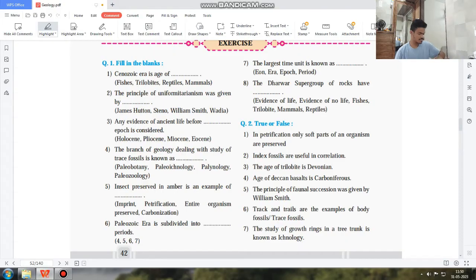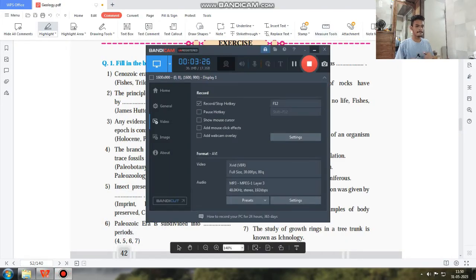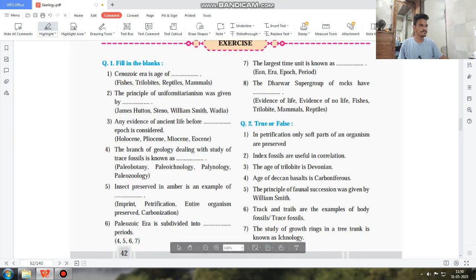Okay, what is the answer? Exercise answer. Cenozoic era is the age of mammals. The principle of uniformitarianism was given by James Hutton. The branch of geology that deals with the study of trace fossils is called paleoichnology. Imprint preserved in the amber is an example of entire organism preserved.